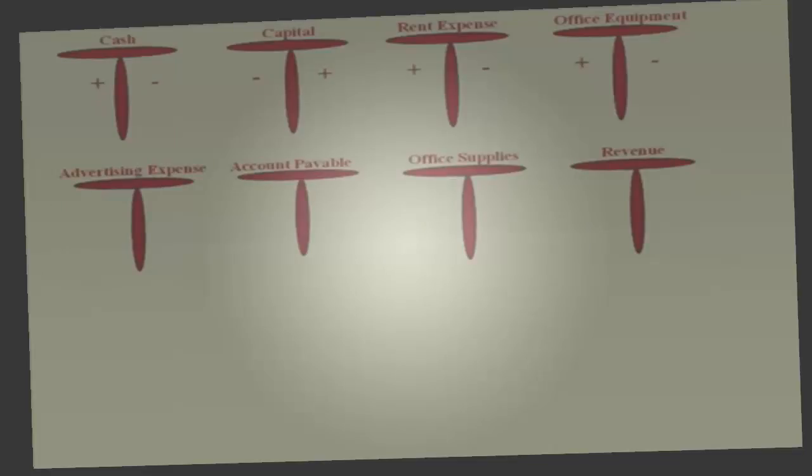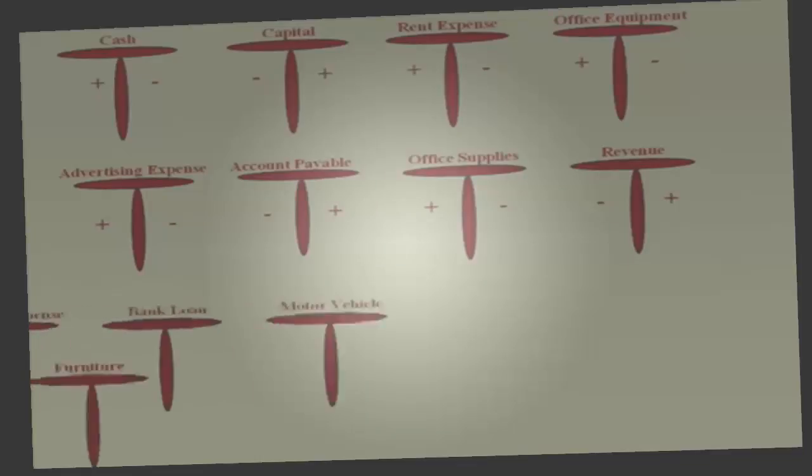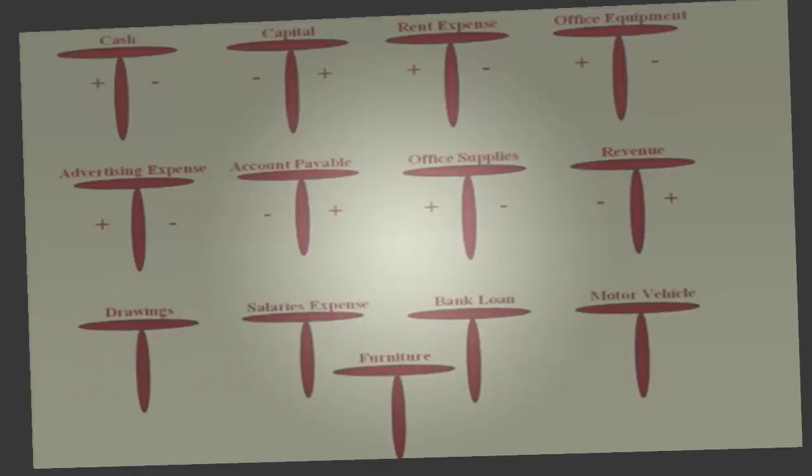Advertising expense, accounts payable, office supplies, revenue. Here come the signs. Did you get it? Good. Here come the next set. And here are the signs. Did you get it? The only thing I think which would confuse you was drawings.